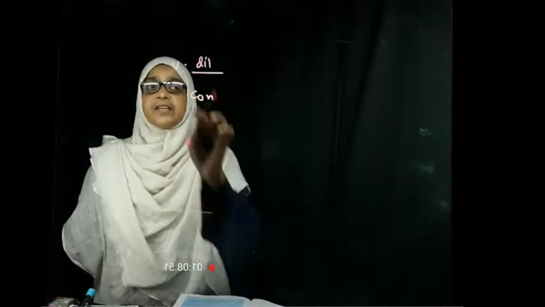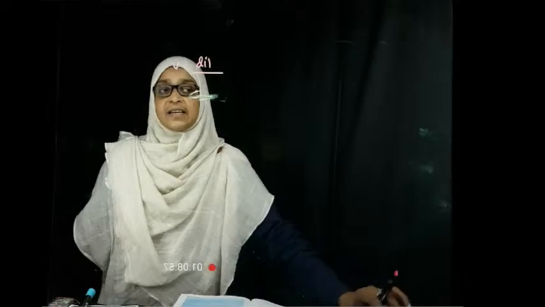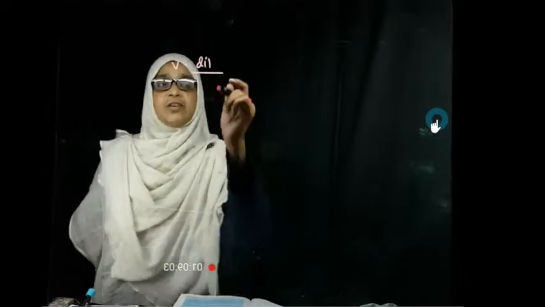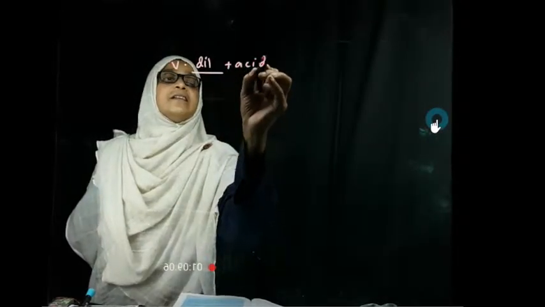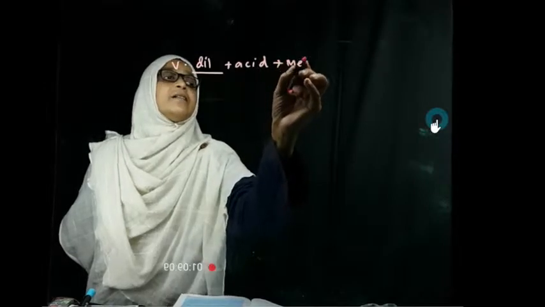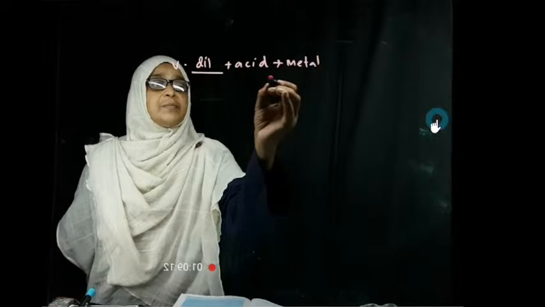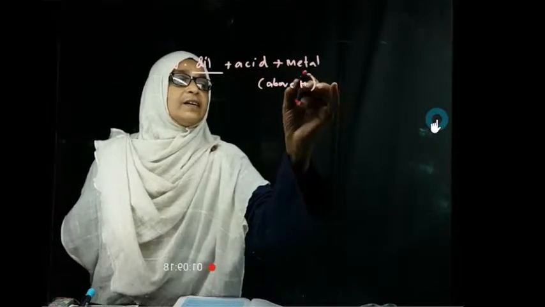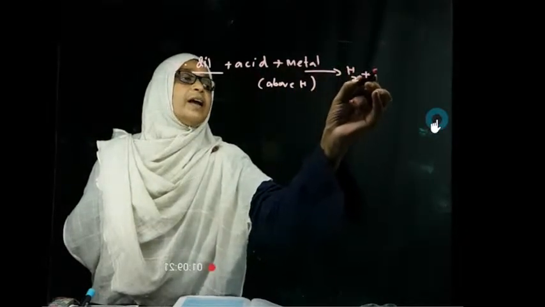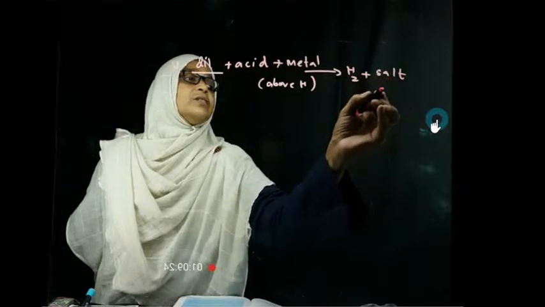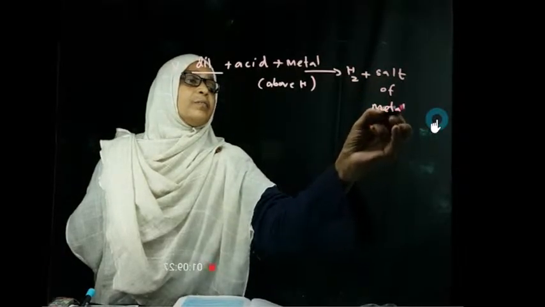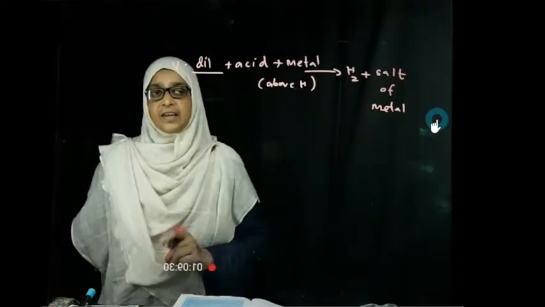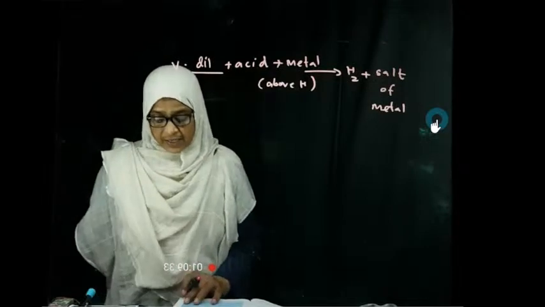So for preparing hydrogen gas, we use dilute acid only. So dilute acid and metal. You can mention a metal above hydrogen in the activity series. Use H2 and salt of the metal. This is the correct way to answer question number 5. Go to the 6. That's all, isn't it?